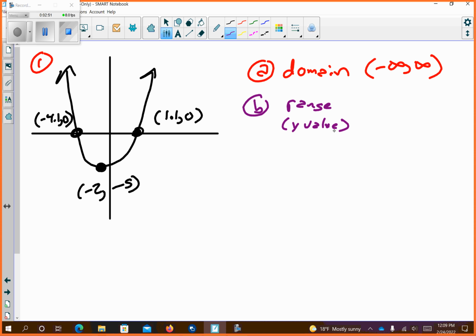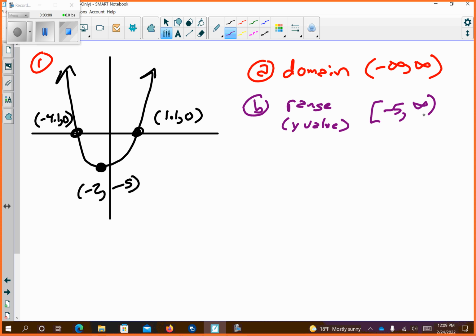-5. Okay, so the range here, and this is the only time in here that we really use the hard brackets, goes from -5. And then if I go forever upward, I'm going all the way up to positive infinity. Okay, so that's a little bit different. So think about the range. It's going vertically, up and down, like an elevator.